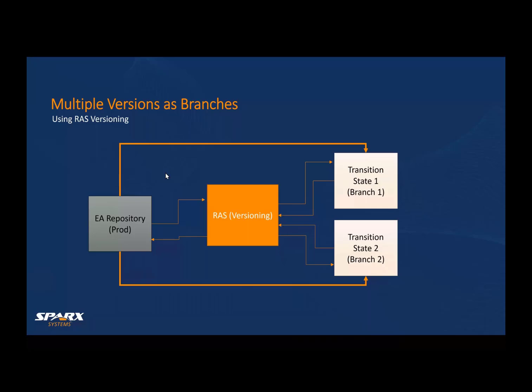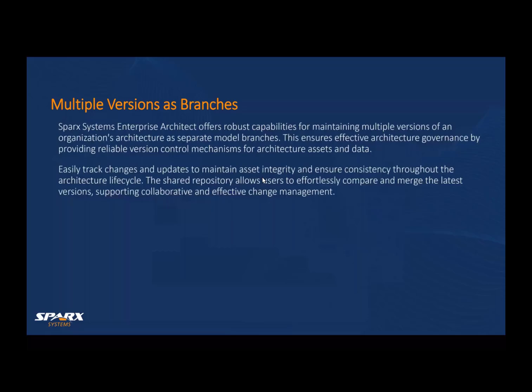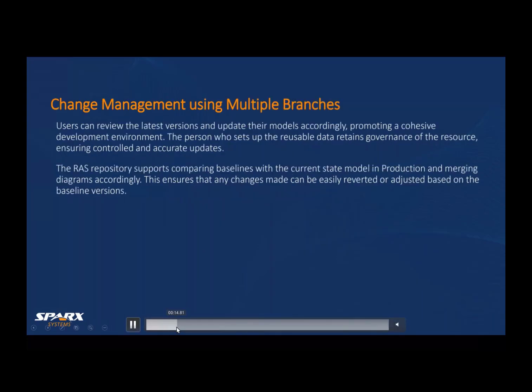So the second approach, which is managing multiple versions as branches and using RAS as the conduit in between to keep track of versions, is a very popular way of doing it as well, and this has also been enhanced significantly. So let me take a quick demo of how this RAS-based repository works. There is upfront setup that is required to make this happen. But that's more on the infrastructure side.